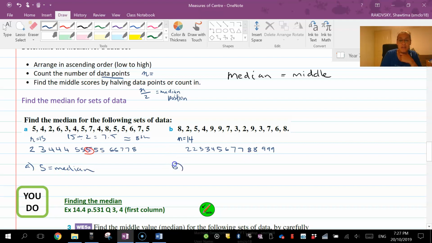And with B, it's 14. So n is 14, to be a bit more clear on that one. So dividing that by 2, you get 7.